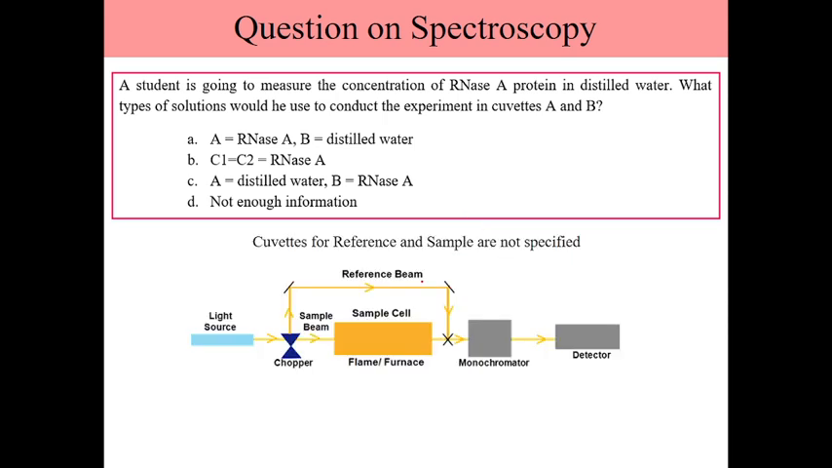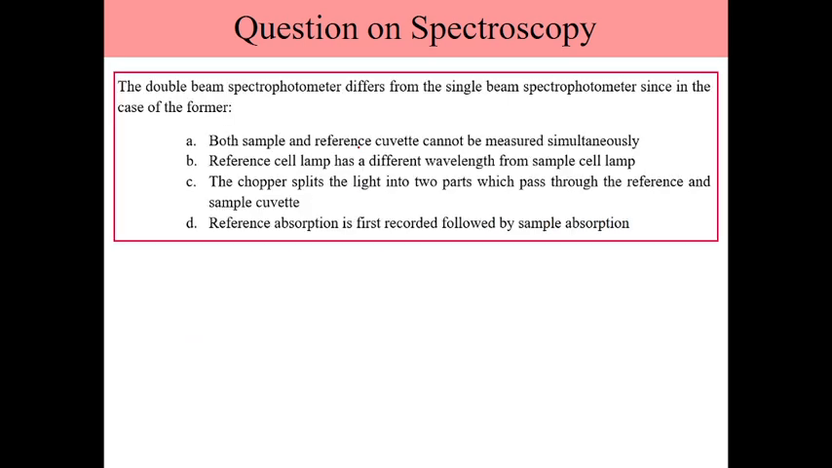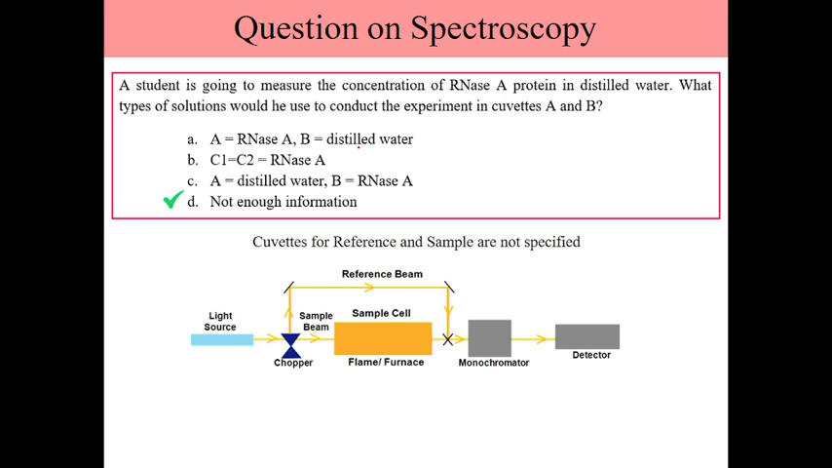Therefore, the answer, if you look at this question, is that the cuvettes for reference and sample are not specified. If you look at this diagram, this is the light source, this is the chopper, which means it is chopping the beam into two parts, right? This is the flame or furnace, this is containing the sample cell, and this is the reference cell, and then it goes and enters the monochromator. So there should be one here containing RNase A and one here containing your distilled water, but they have not specified which one, and therefore the answer should be not enough information. This is actually a double beam spectrophotometer.